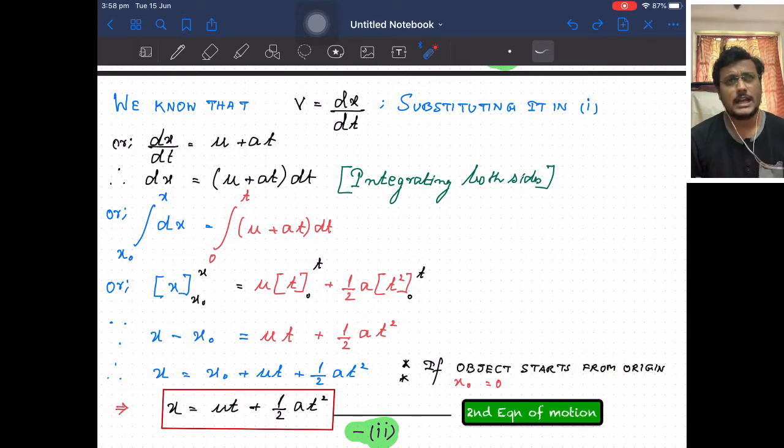Obviously at the time t equals 0, when the object started, maybe it was at origin, maybe it was not at origin. If it was at origin, then fine, we could take this thing as 0 because dx is the rate of change of x. Maybe it was not at origin, so for the sake of simplicity we have taken this one as x0. Maybe that's the location of the object at time t equals 0.